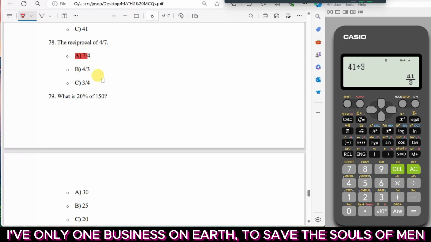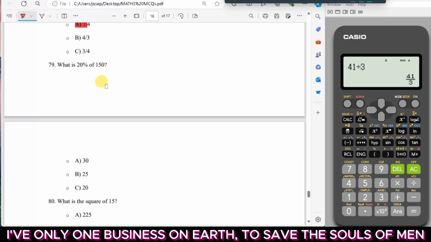Now 79. What is 20% of 150? Percentage means out of 100. So you can just pick 20 divided by 100. Of means multiplication, so times 150, and that will give me 30. So the correct answer here is A.